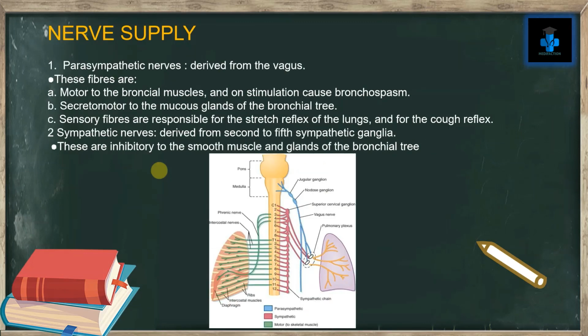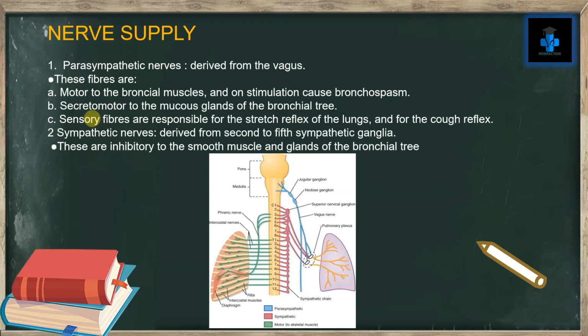The nerve supply. For the parasympathetic nerve supply, which is derived from the vagus, there are certain fibers. A. Motor to the bronchial muscles and on stimulation cause bronchospasm. B. Secretomotor to the mucous glands of the bronchial tree. C. Sensory fibers are responsible for the stretch reflex of the lungs and for the cuff reflex.